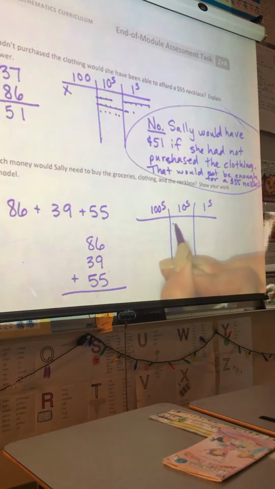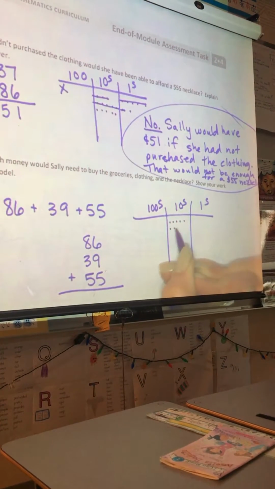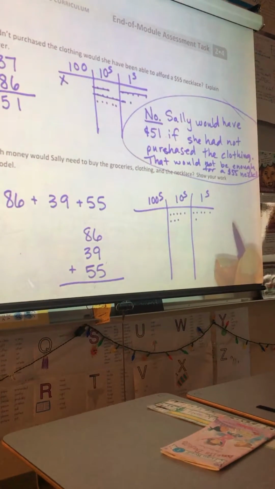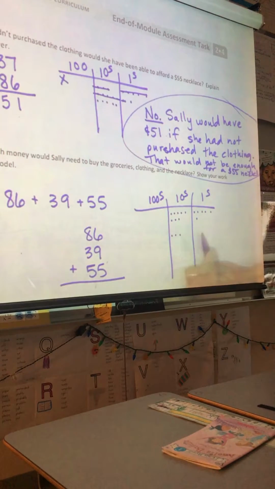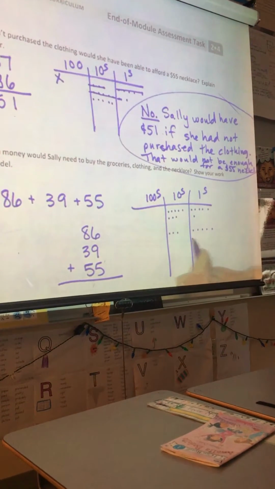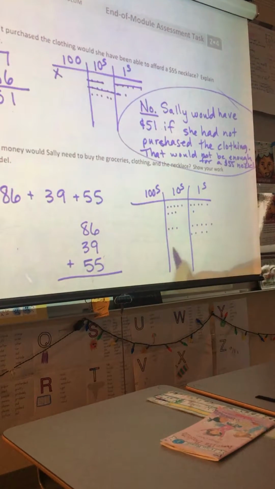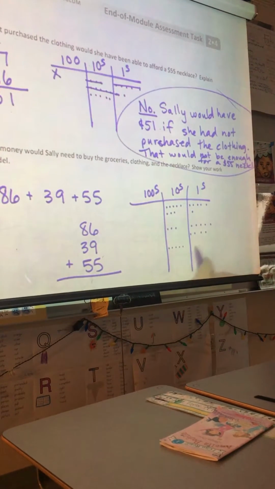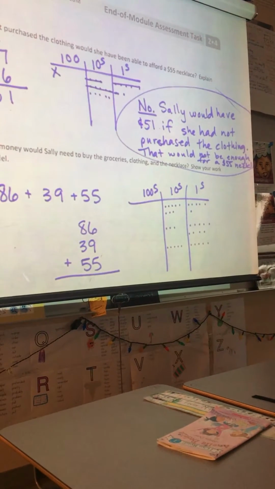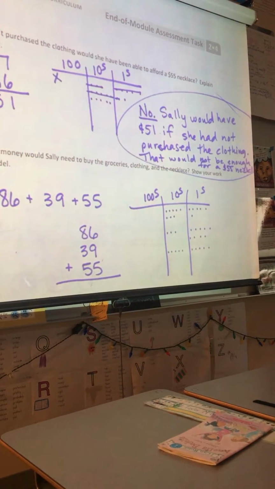86: 10, 20, 30, 40, 50, 60, 70, 80, 81, 2, 3, 4, 5, 6. $39: 10, 20, 30, 31, 2, 3, 4, 5, 6, 7, 8, 9. And 55: 10, 20, 30, 40, 50, 51, 2, 3, 4, 5. Now I'm going to combine all of those add-ins.